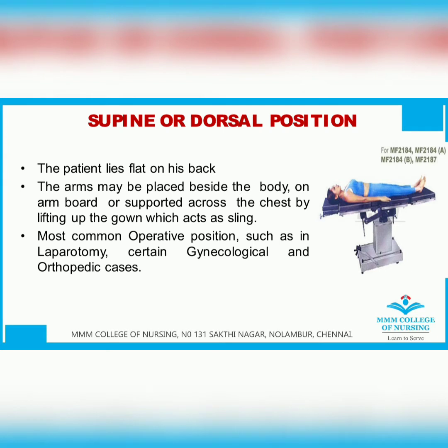Supine or dorsal position. The patient lies flat on his back. The arms may be placed beside the body, on an arm board, or supported across the chest by lifting up the gown, which acts as a sling. It is the most common operative position, such as in laparotomy and certain gynecological and orthopedic cases.